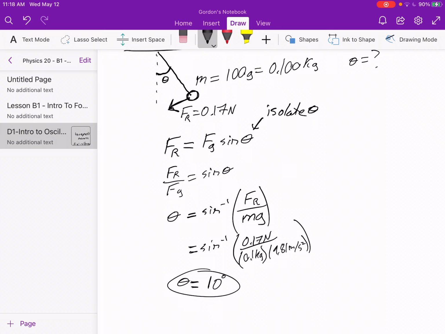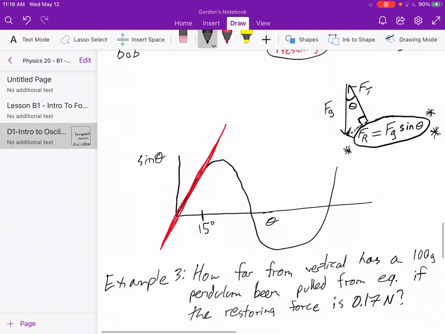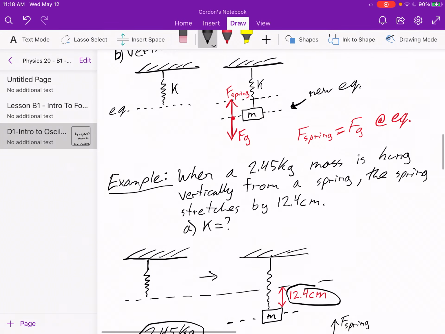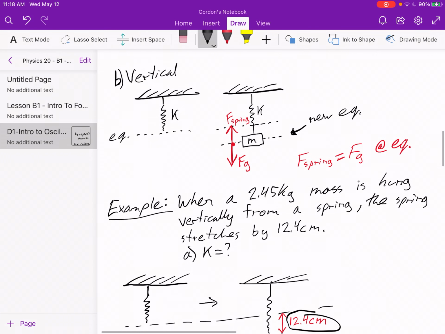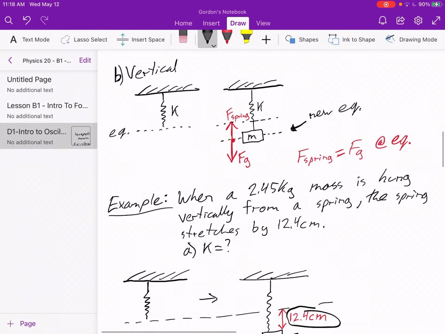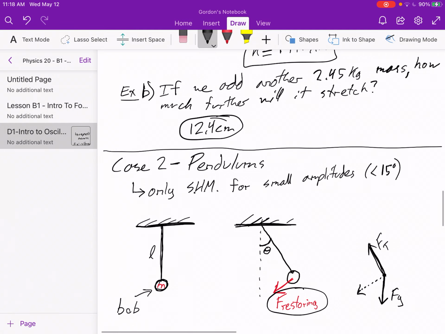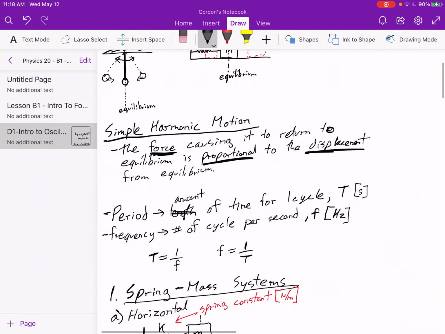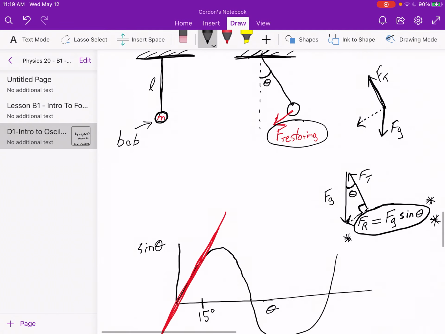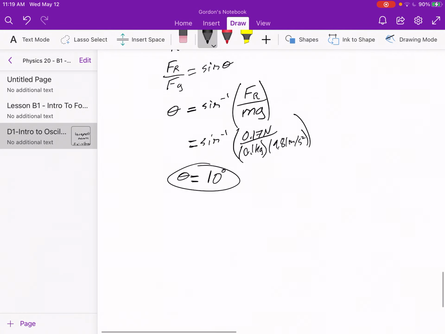So really just in this section, just get comfortable working with springs, figuring out what the restoring force is for a spring, figure out what the restoring force is for a pendulum. And then we're going to talk a little bit more next class about what happens once you actually let go. Instead of just holding it there, just pulling it to the side, what happens when we let go. So that's next time.